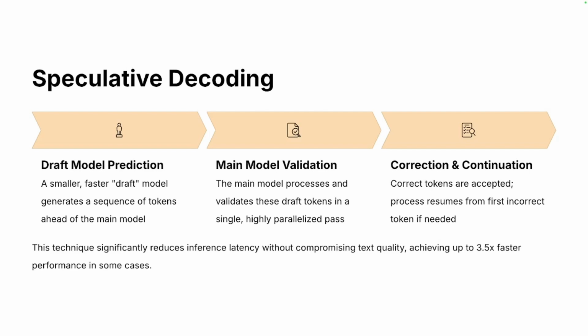In practice, speculative decoding can yield up to 3.5x faster inference, making it a powerful optimization for real-time applications where latency is critical.